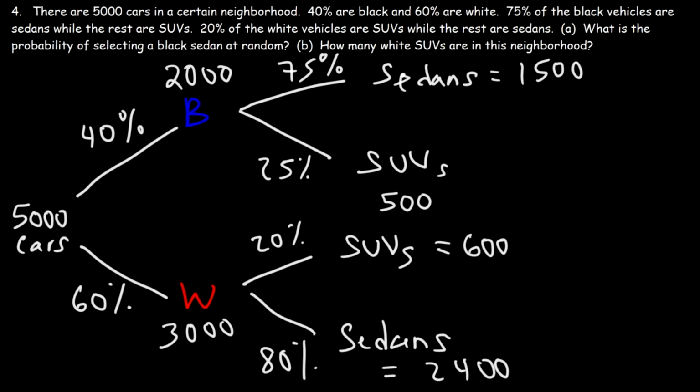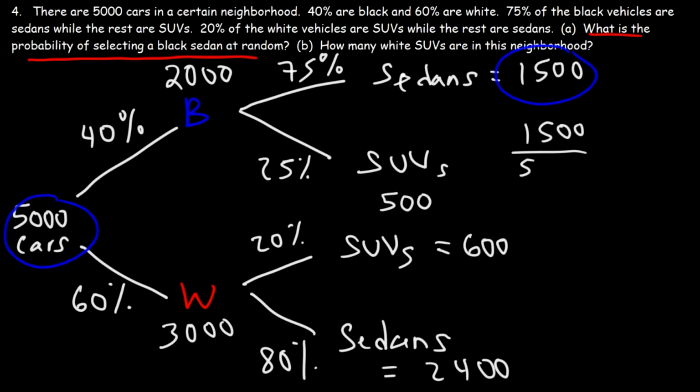So now we can answer the questions. What is the probability of selecting a black sedan at random? So how many black sedans do we have? So this is where the black sedans are. There's 1,500 black sedans in the neighborhood out of 5,000 cars. So it's going to be 1,500 divided by 5,000. And so as a decimal, that's 0.3, which is 30%. So there's a 30% chance of selecting a black sedan at random.